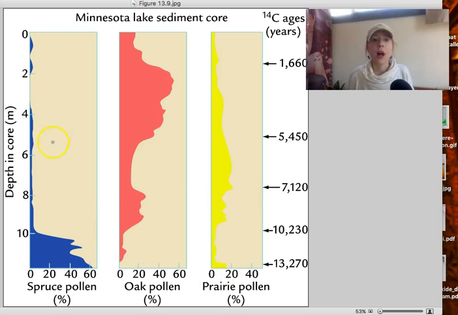And then as you move up to lower depths of the core, we can see that it got a little warmer again due to more oak pollen, and you can see that between 7,000 and 5,000 years ago in this Minnesota lake, it was a little drier too.